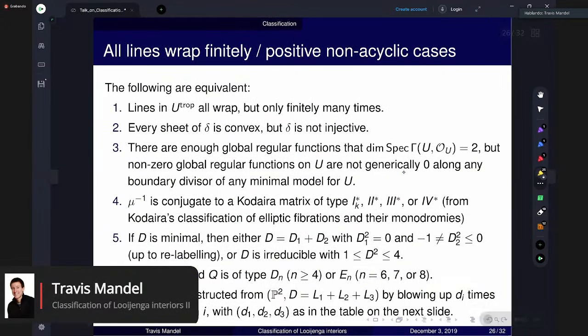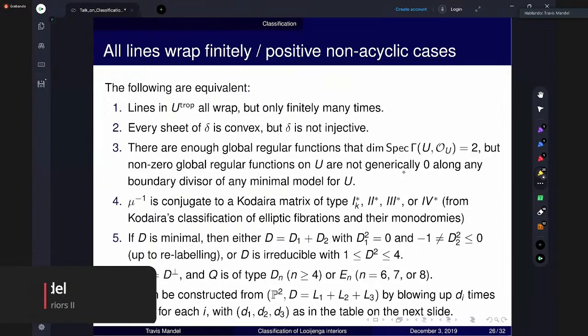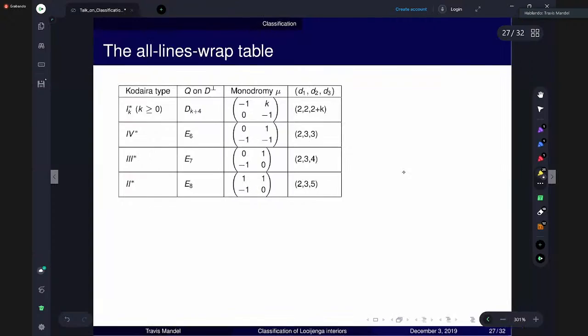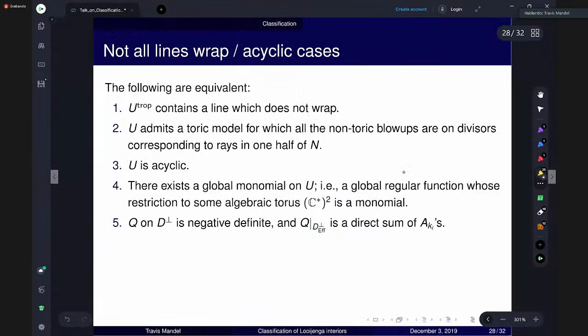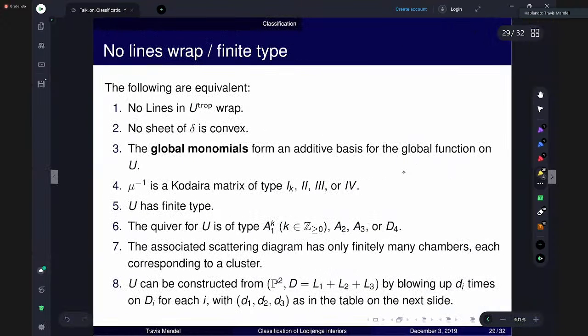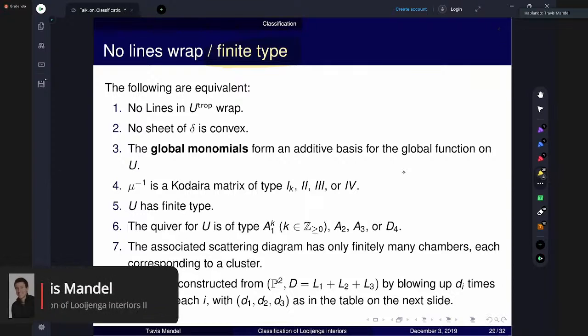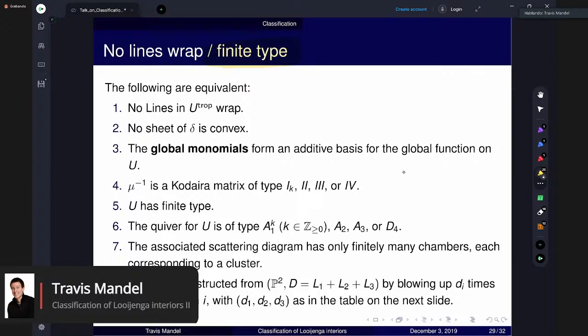So maybe I'll say very quickly the remaining cases. I break them down into cases where all of the lines in UTROP wrap, some of them wrap but others don't, and then none of the lines wrap. In the cases where some lines do not wrap, those will be the acyclic cases. The cases where no lines wrap are the finite type cases, where you only have finitely many toric models.